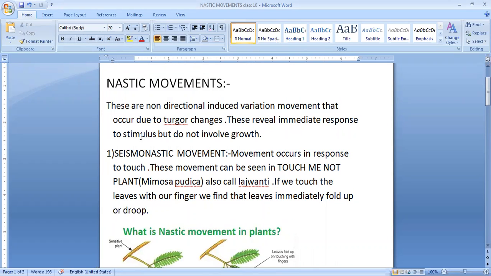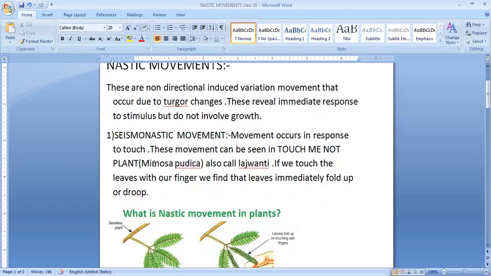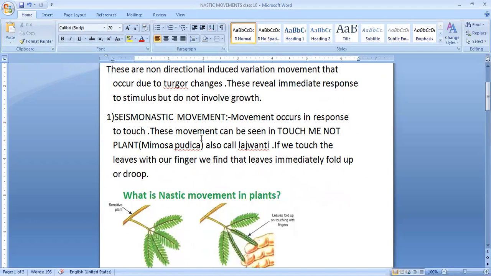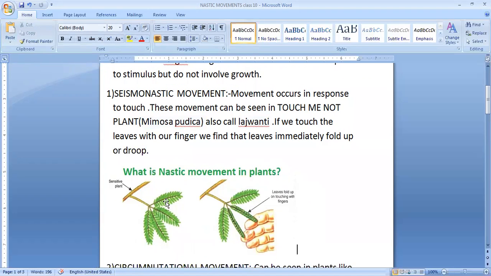In this type of movement, the plant does not show any growth during the response towards the stimulus. Among them, the first type of movement is seismonastic movement. A very easy example of seismonastic movement we can see in the touch-me-not plant, whose botanical name is Mimosa pudica. In general, we call it lajvanti. Movement occurs in response to touch.